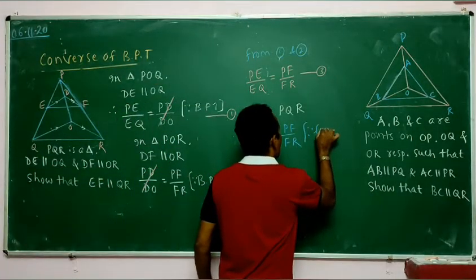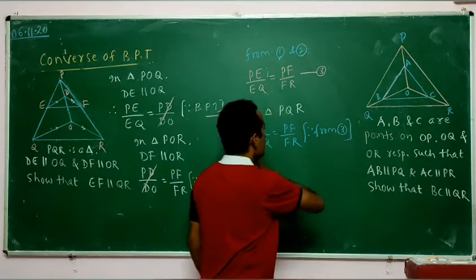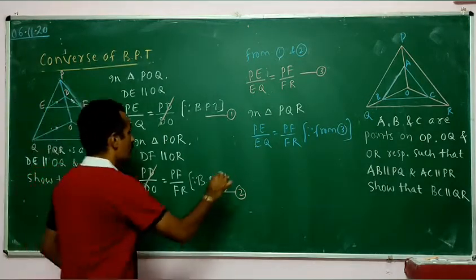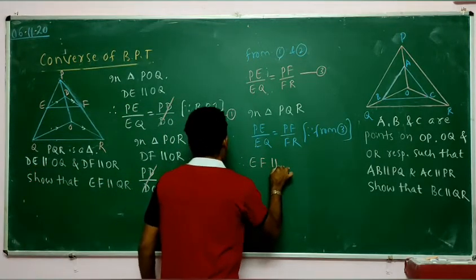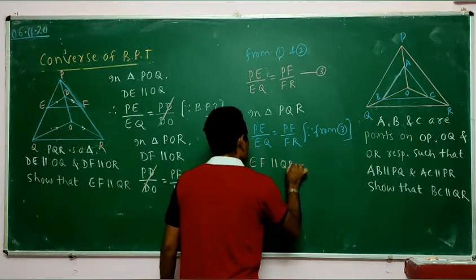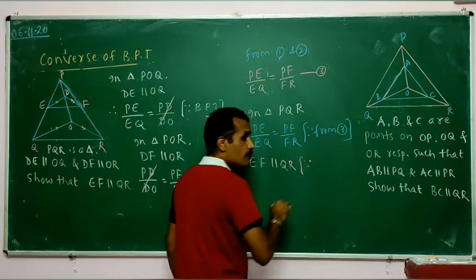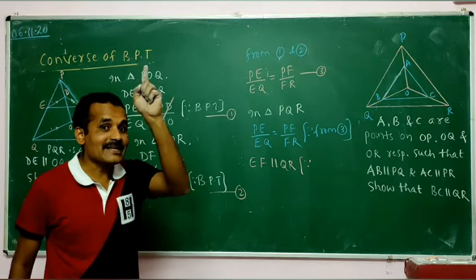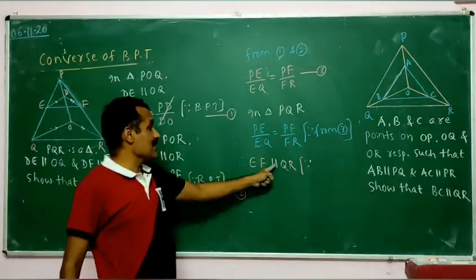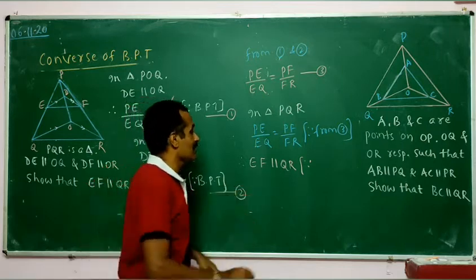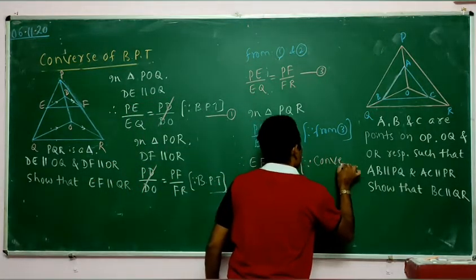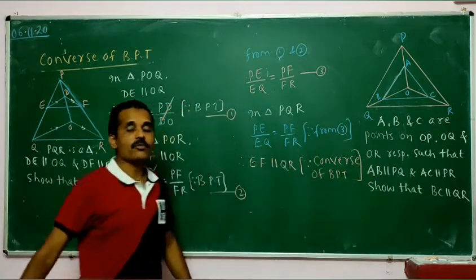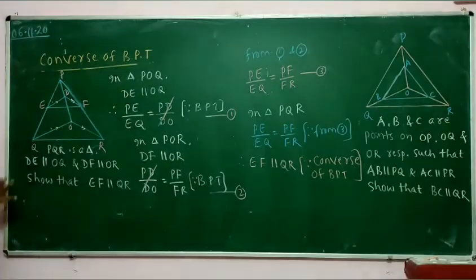This is because from 3, when the sides are proportional, we can say the lines are parallel. Therefore, EF is parallel to QR. This is because of what? Don't write BPT. BPT means they should give you the lines are parallel. When you prove that the lines are parallel, this is converse of BPT. That is the end of the problem. This is how the problem can be solved.